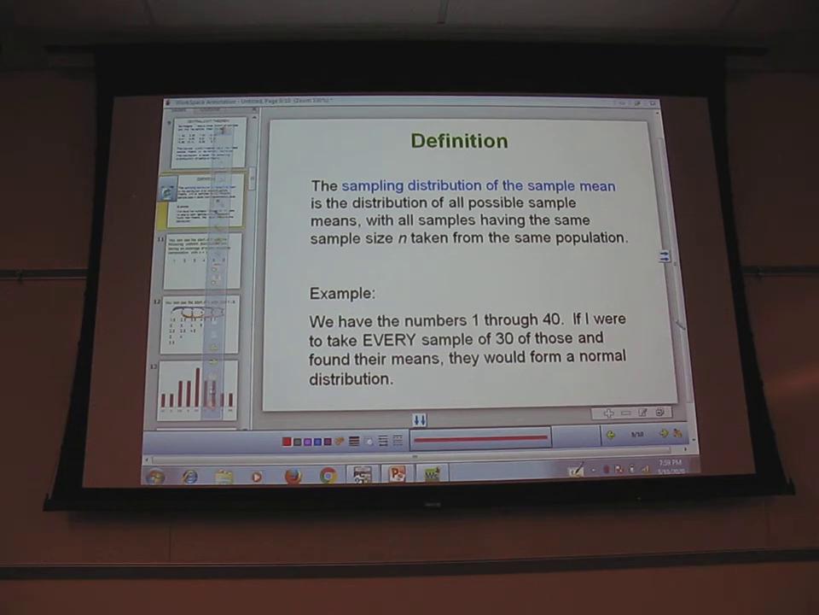Example, we have the numbers 1 through 40. If we were to take every sample of 30 of those and found their means, they would form a normal distribution.